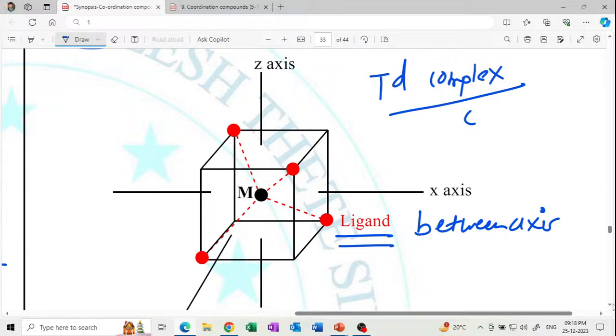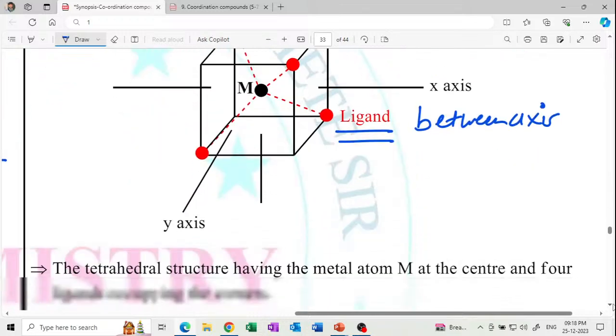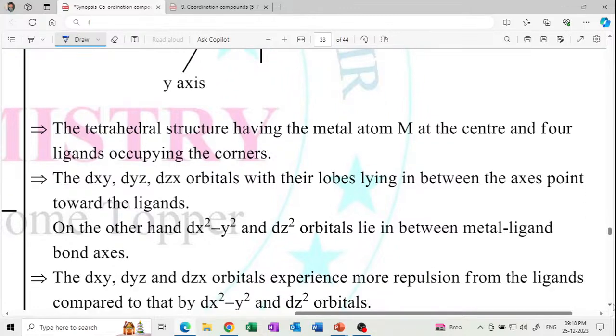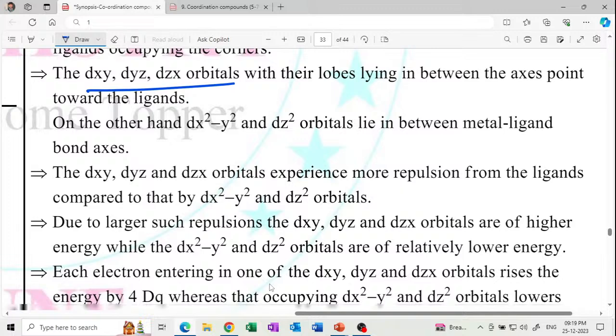Get it? TD complexes. Ligand approaches between the axis. So it is the opposite: a tetrahedral structure, with the metal at the center and 4 ligands. On the other hand, this is between the axis. Here the orbitals lie in between the metal-ligand bond axis, dxy, and this is lying in between the axis.